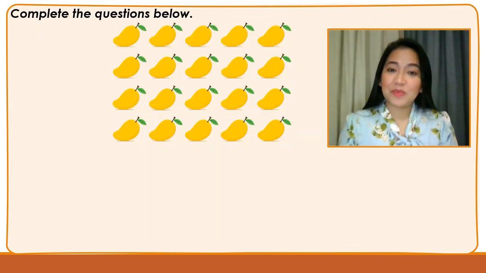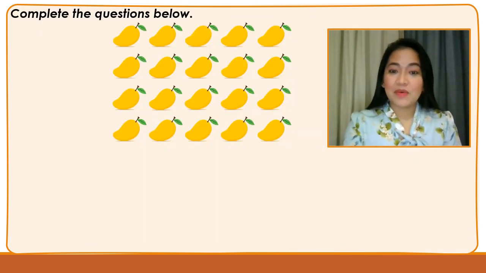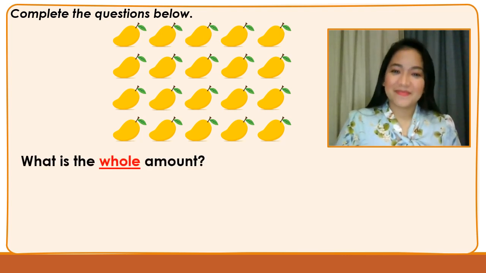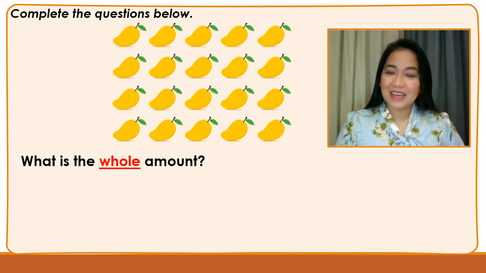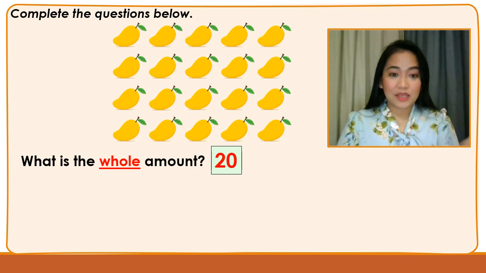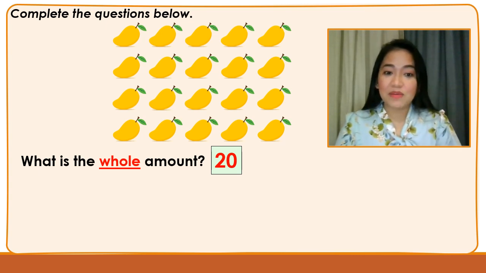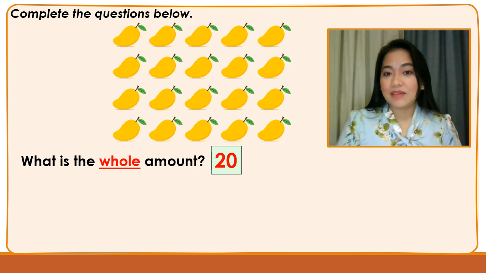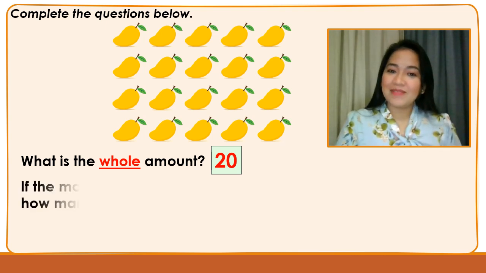Let's answer this problem. Complete the questions below. What is the whole amount? You are right. The whole is 20 mangoes. As you can see, there are 5 mangoes in each row. So we can just count in fives. 5, 10, 15, 20.